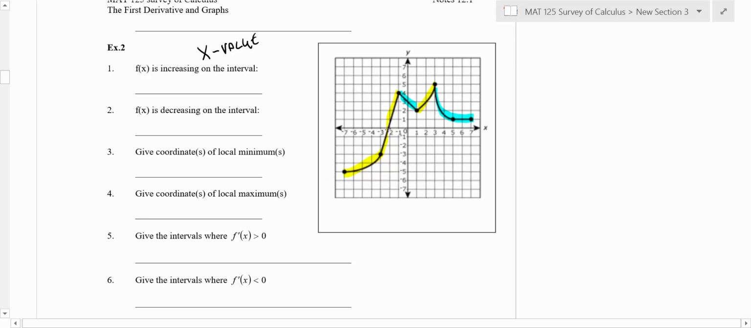Negative 7 to negative 1. So we just say (-7, -1). And where's the other place? 1 to 3. Okay, so we got that. Okay, decreasing, where's that going to be? Negative 1 to 1. Remember, use x values. And where else? 3 to 7.